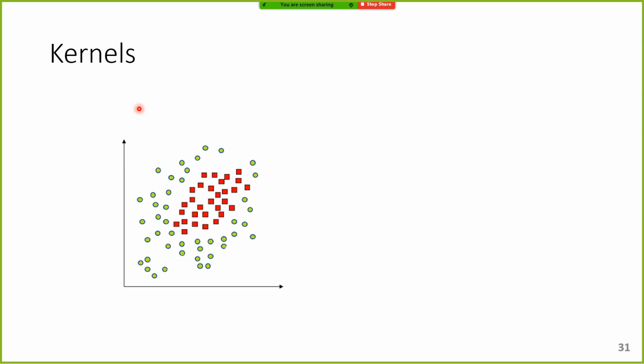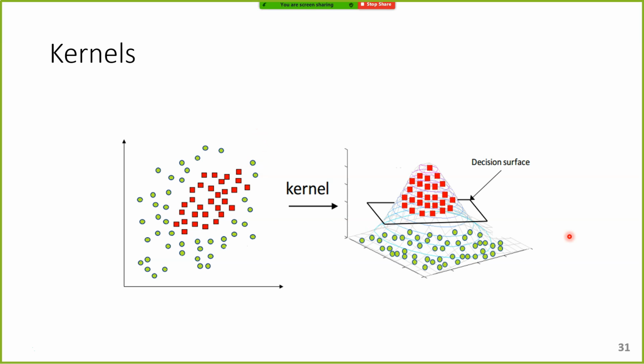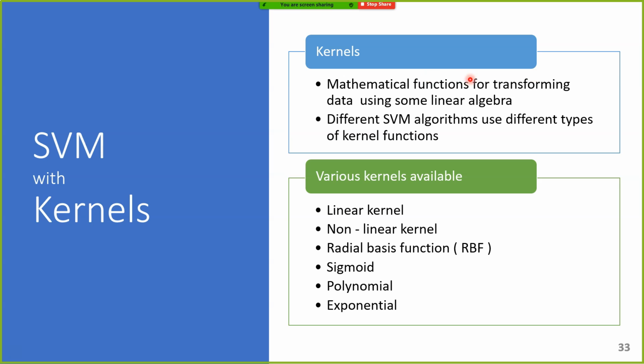Another example of kernel is as shown here. Suppose we want to classify this kind of data, then we can take this data to a three-dimensional space, and then we would be able to classify this data accurately using a decision surface, which is a 2D plane. So essentially, kernels are mathematical functions for transforming data using some linear algebra.